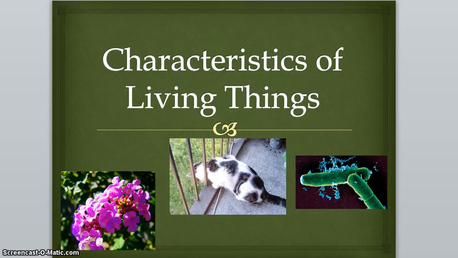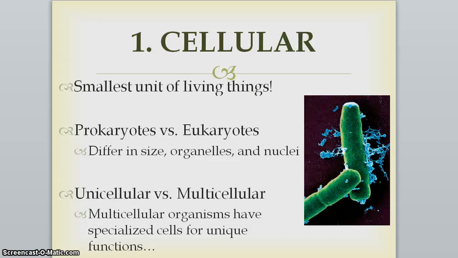This is your first notes on characteristics of living things. So there's a variety of different characteristics of living things that all living things have in common. Number one of these things is that all living things are cellular.